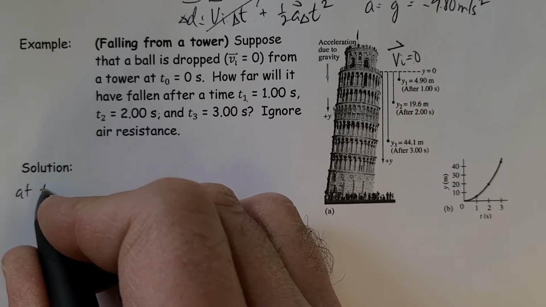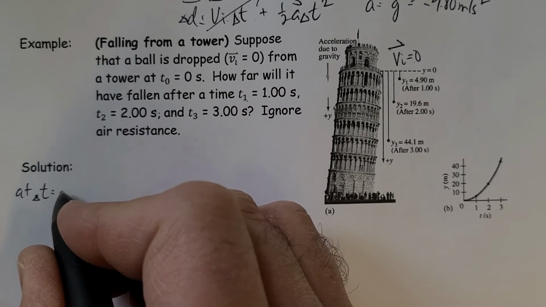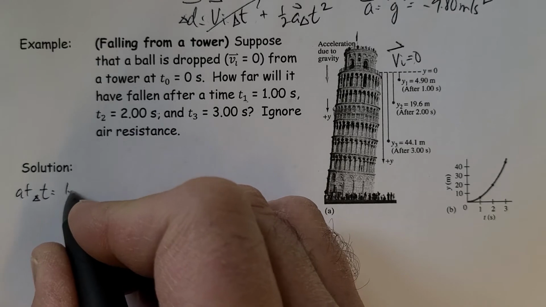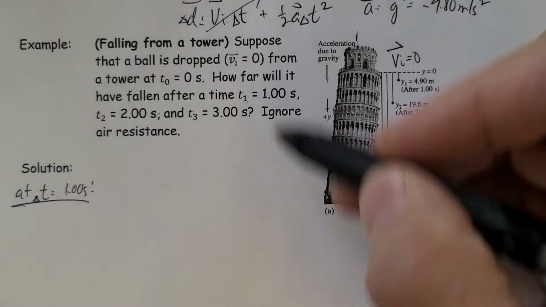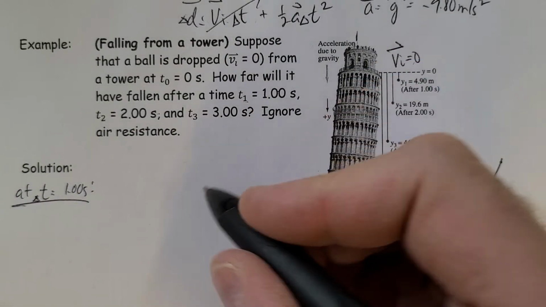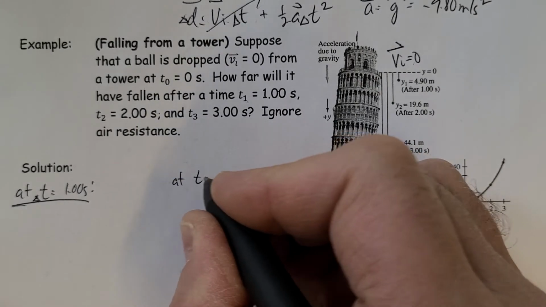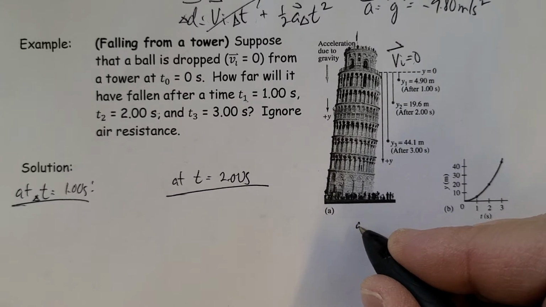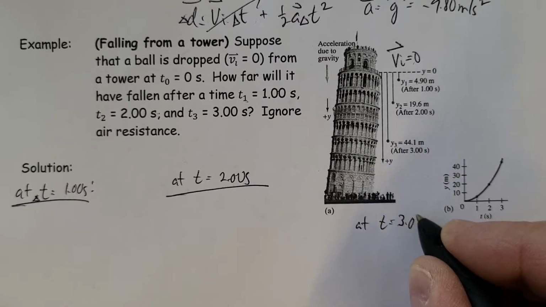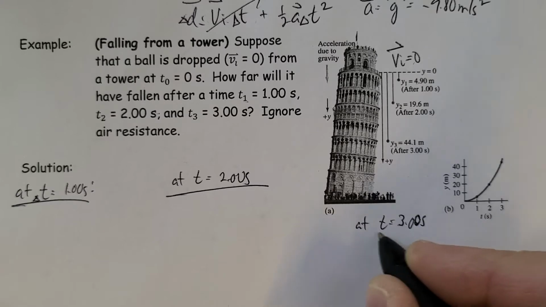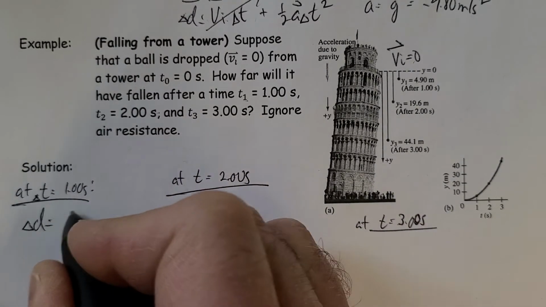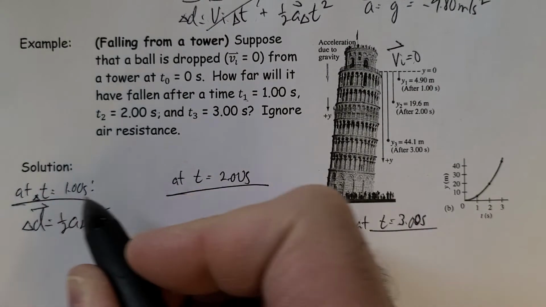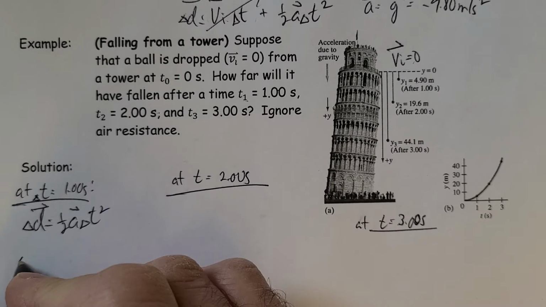At t1, at 1 second, the difference in time will be 0 to 1, so just 1. And then at t equals 2 seconds, and then maybe down here we'll do t equals 3 seconds. Ooh, got a little funky there. So delta D equals 1/2 AT squared, because again, that first part is gone because VI is 0.